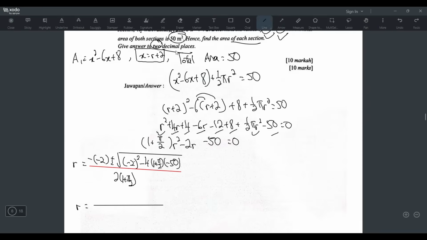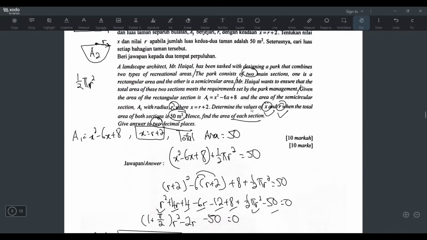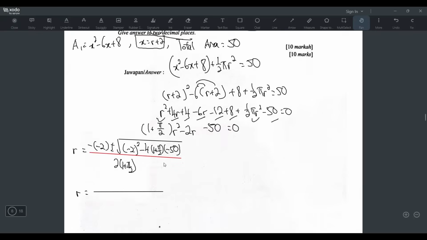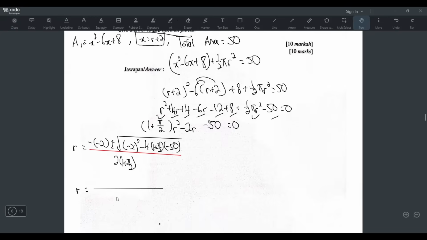2 times 1 plus pi over 2. I think for pi I will just use 3.142, because the question never says, right? They never say whether to use pi as 3.142 or 22 over 7. So we can just choose whichever. I'll just use 3.142. So I will press 3.142 divide 2, then answer plus 1, then answer times 2. So I got 5.142 for the denominator, 5.142.